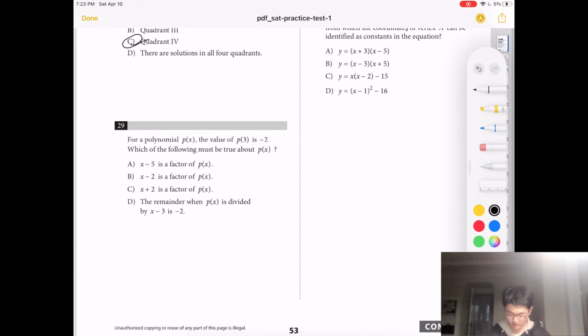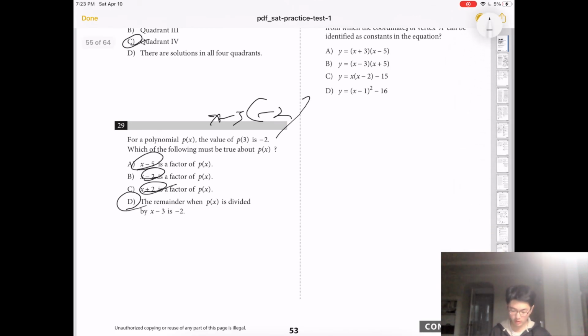Number 29, the value of P of 3 is negative 2. So this is basically telling us that for x minus 3, the remainder would be negative 2. So the answer is D. We have no evidence for what factor P of x might be, because we don't know what the polynomial looks like.